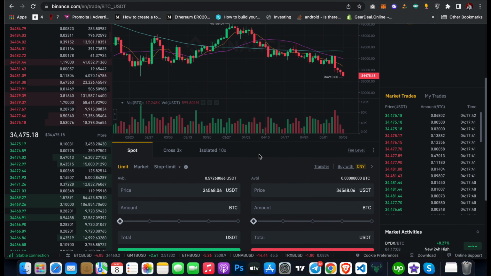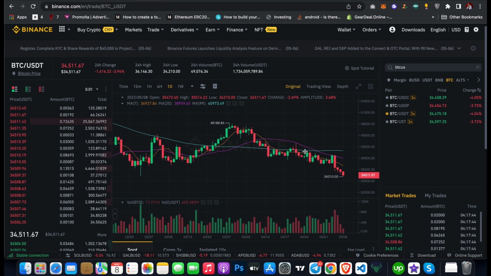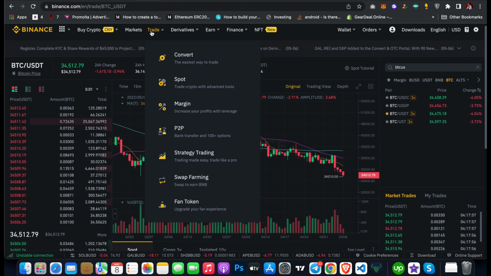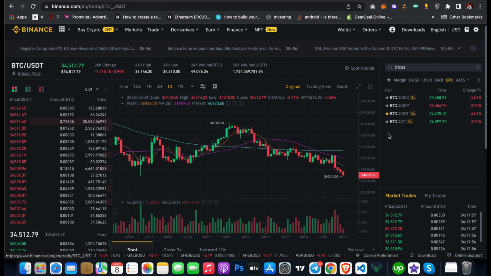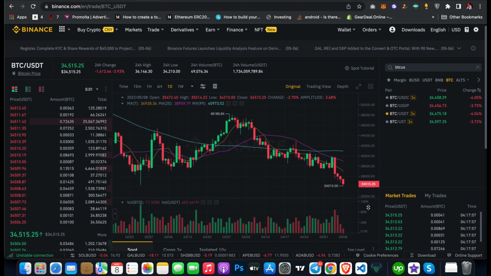All you have to understand, even if you are a newbie in crypto trading, is that you can actually make money trading spot. All you have to do is buy. So you come to Trade and click on Spot, and then you can just buy any crypto asset.